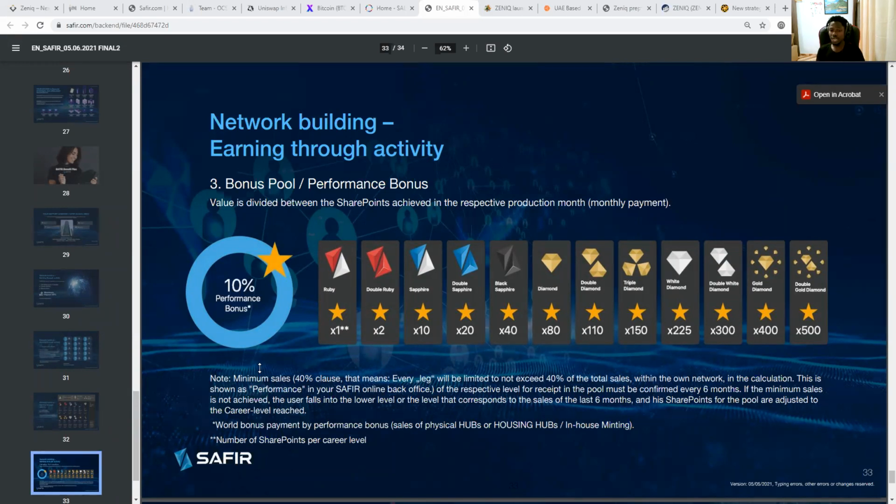Now skipping to Diamond, you are earning 80 shares. So per share, which is 250 euros, multiplying that by 80 for a month is what you earn as a Diamond monthly, which is 20,000 euros. You are going to earn this for 6 months as a Diamond, so multiplying that by 6 months, you are earning 120,000 euros as a Diamond.